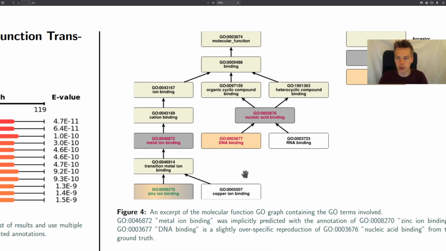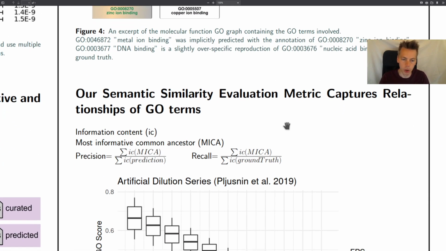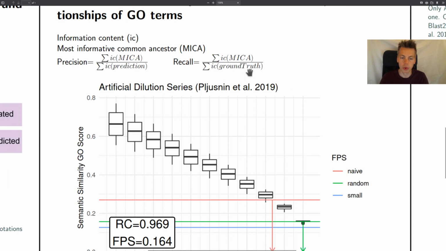So to get an evaluation metric for protein function prediction that keeps this all in mind, we came up with our semantic similarity GO score. It uses an information content of each GO term to derive a most informative common ancestor of a pair of GO terms, and this can then be used to calculate precision and recall. For precision, we take the information content of all prediction terms and divide them by the information content of all most informative common ancestors with the ground truth. And for the recall, we take the information content of the ground truth and divide it by the information content of the most informative common ancestor with respect to the prediction.